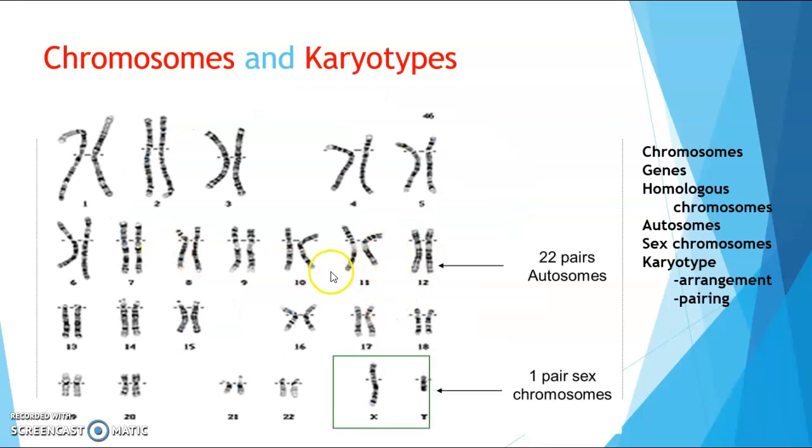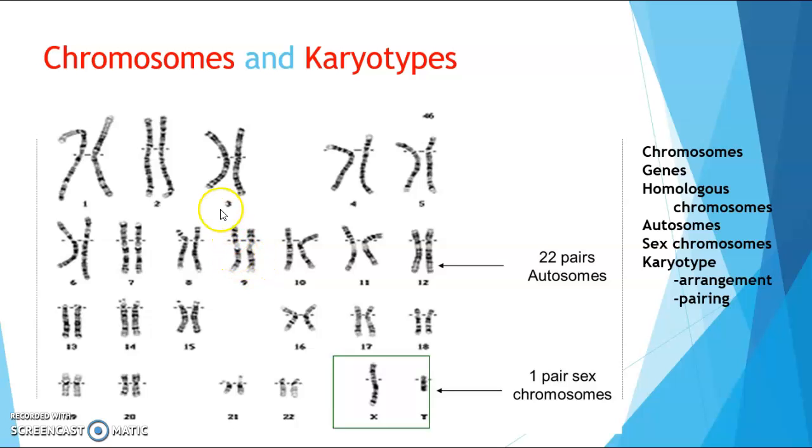Here again we see a karyotype. We talked about these just a short while ago. They show us all of the chromosomes in each cell of an organism, and this karyotype would be found in every cell. We do see the chromosomes are homologous, meaning that they paired up. Homologous means that we got one chromosome number one from mom, we got one chromosome number one from dad. We got one chromosome number nine from mom, and we got one chromosome number nine from dad.